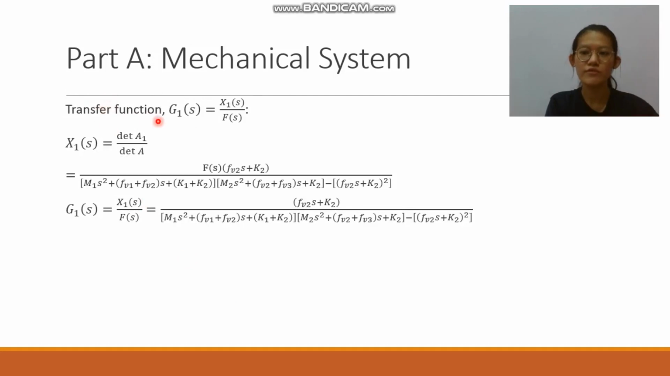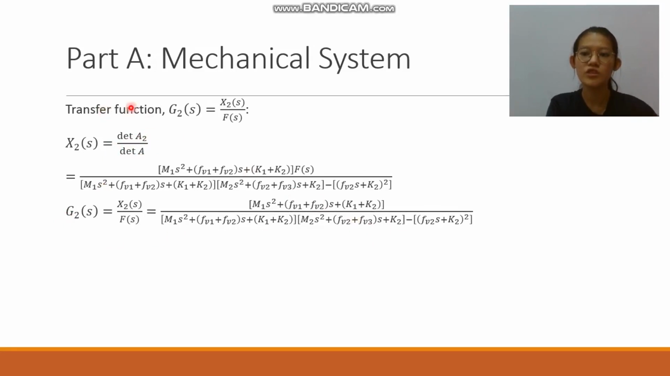Then we will find the transfer function G1(s), which is equal to X1(s) over F(s). X1(s) is equal to the determinant of A1 divided by the determinant of A. This is the equation for G1(s). To find the transfer function G2(s), which is equal to X2(s) over F(s), X2(s) is equal to determinant A2 divided by the determinant of A. Hence, we will get G2(s) as this equation.